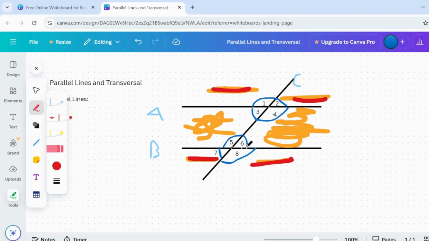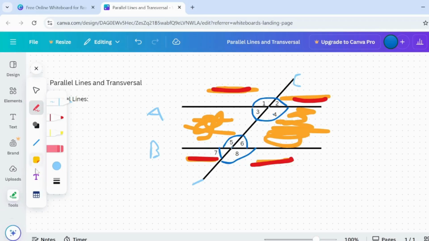So what happens over here is that angles 1, 2, 7 and 8, as you can see, are the exterior angles because they lie outside the interior region of the parallel lines. So 7 is outside the parallel line B and 8 also. 1 and 2 lie outside the parallel line A. So this transversal helps us to form angles. I hope you understood the meaning of interior and exterior angles.